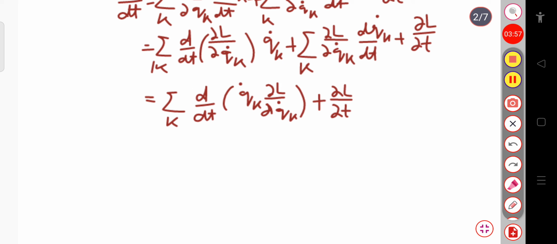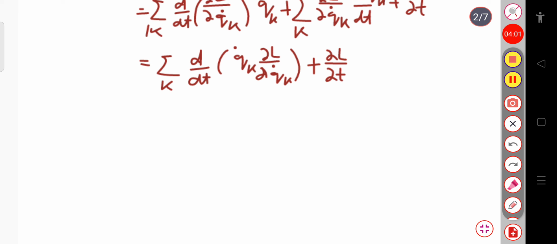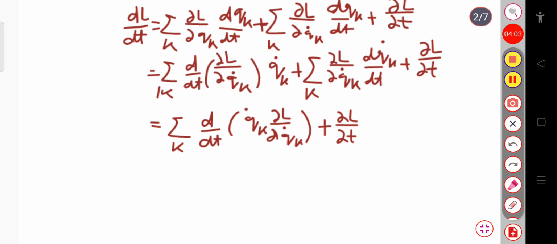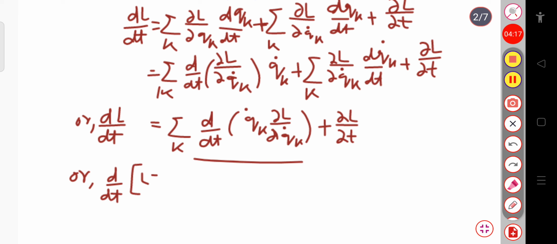And now if I take common d by dt, or we can write from the left hand side term, this is dL by dt equal to this much. Now if I take common d by dt, I can write this will be d by dt of L minus, for this term if I take it to the left hand side, then this term becomes L minus sum over k, d by dt is taken common, so simply this is qk dot into dou L by dou qk dot.